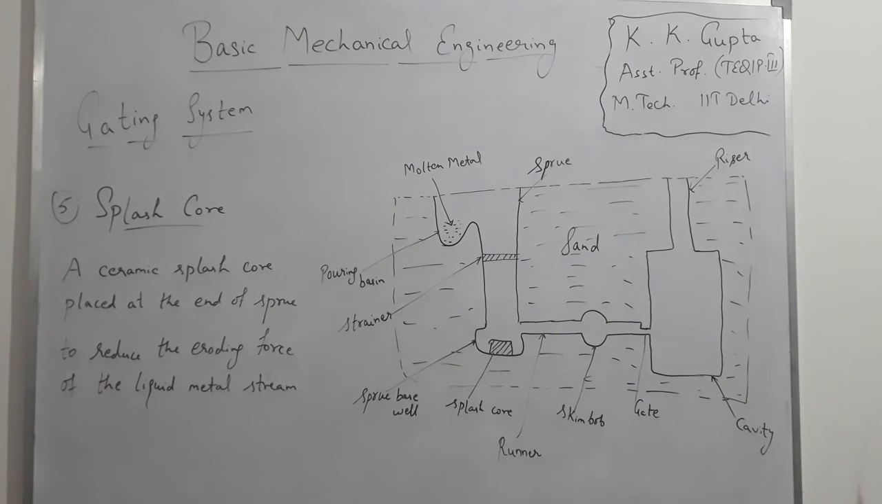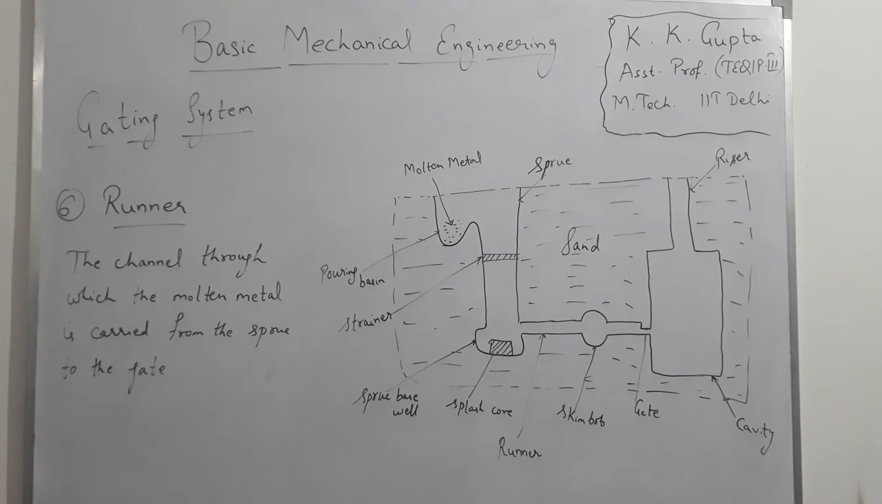Fifth is splash core. It is a ceramic material. A ceramic splash core placed at the end of the sprue to reduce the eroding force of the liquid metal stream. From the figure we can see the sprue passage is reducing downward. Means area is reducing downward. It means from the continuity equation we can conclude the velocity at the bottom will be high. That can erode the cavity. So to reduce this eroding force we use this splash core.